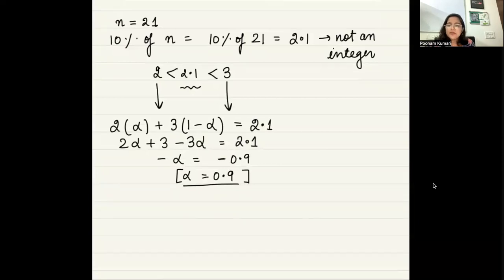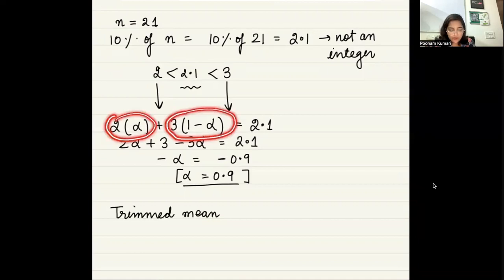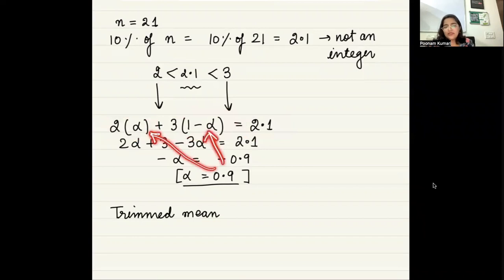So first you find the trimmed mean. What did you say about the weightage? When you give 90% weight to 2 and 10% weight to 3, you get 2.1, right? So alpha 0.9 means I'm giving 90% weightage here and 10% weightage here, right? Okay, ma'am.